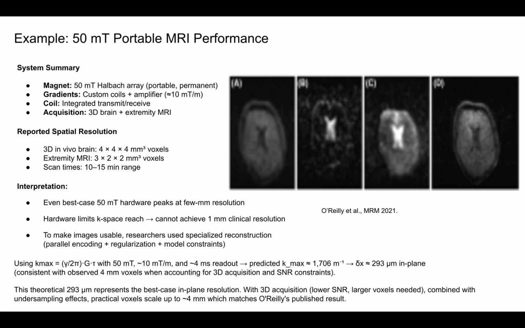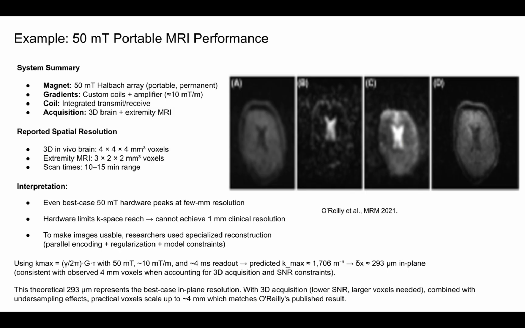This slide shows an example 50 microtesla portable MRI system using a Halbach permanent magnet. Researchers built custom gradients and an RF system and performed 3D in vivo brain and extremity imaging. What's important is the resolution achieved. Brain volumes were reconstructed at roughly 4 mm isotropic and extremities at around 3 by 2 by 2 mm. Scan times were 10 to 15 minutes and required advanced reconstruction methods.